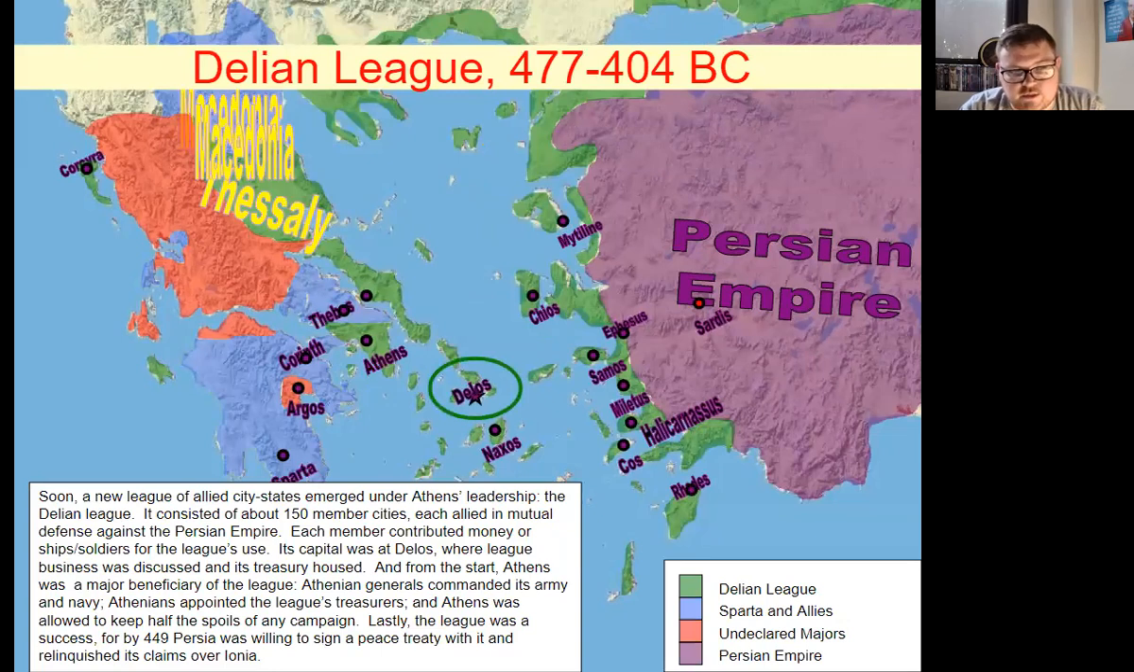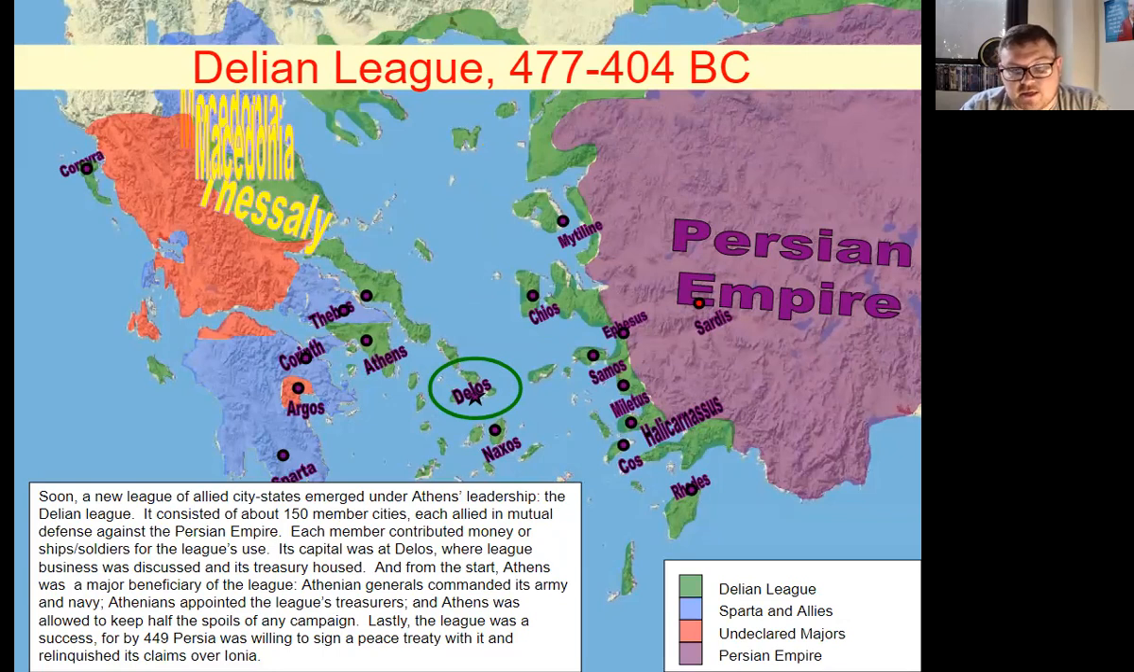So then we formed the Delian League. Soon a new league of allied city-states emerged under the Athenians' leadership called the Delian League. It consisted of 150 member cities which allied in a mutual defense against the Persian Empire. Each member contributed money or ships or soldiers to the league's use. Its capital was at Delos, where league business was discussed and its treasury housed.